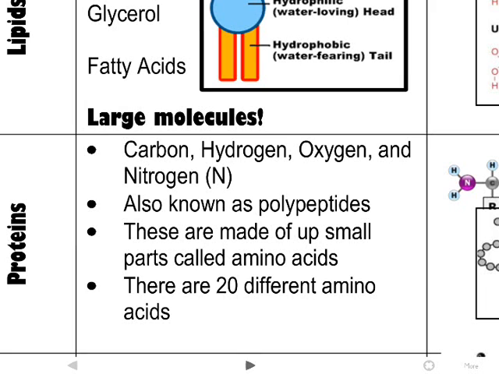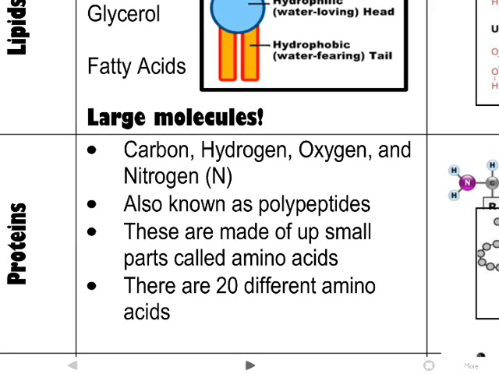There are only 20 different kinds of amino acids. And you can think about it kind of like the alphabet. There are only 26 letters in the English language, but we have millions of different kinds of words. And so just like that, we have 20 amino acids that we can combine in different orders and different lengths to make different kinds of proteins.